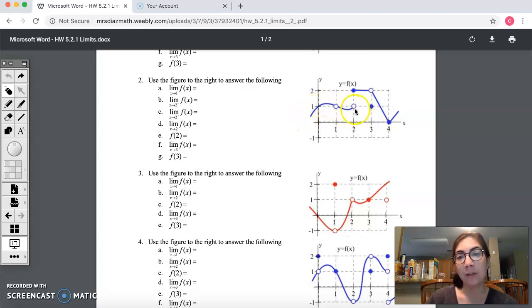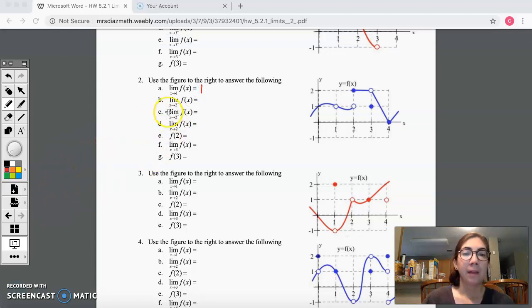So we look at the curves, and it's okay that it's an open circle. You see how it's an open circle? That's totally fine because the limit is a value that it approaches, it doesn't necessarily have to equal. So in this case, the limit as x goes to 1 is going to be this y coordinate, which is 1. So I'm going to write 1.